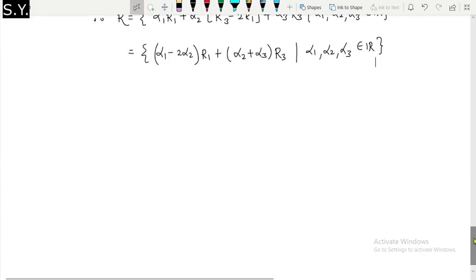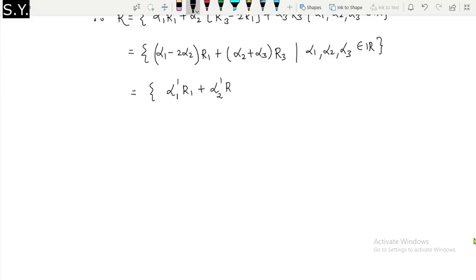सो आता अल्फा 1 मायनस ट्वाइस अल्फा 2 हा एक रिअल नंबरच आहे, त्यामुळे मी त्याला अल्फा 1 डॅश असं काहीतरी म्हणूया R1. आता अल्फा 2 प्लस अल्फा 3 सुद्धा एक रिअल नंबर, म्हणून मी त्याला अल्फा 2 dash म्हणतो, such that this alpha 1 dash and alpha 2 dash belongs to R.